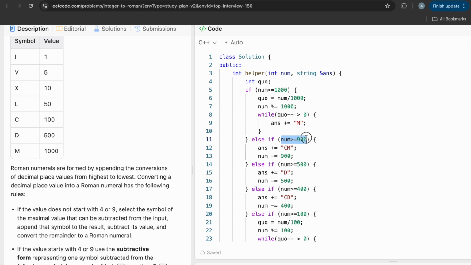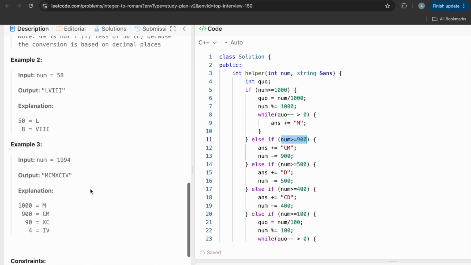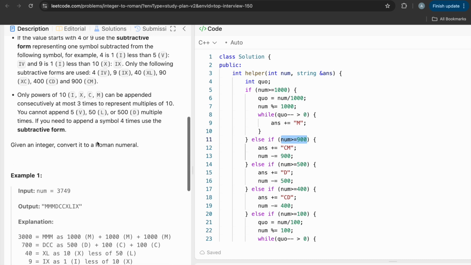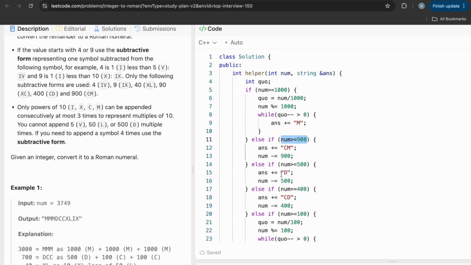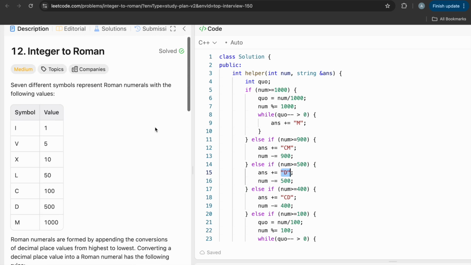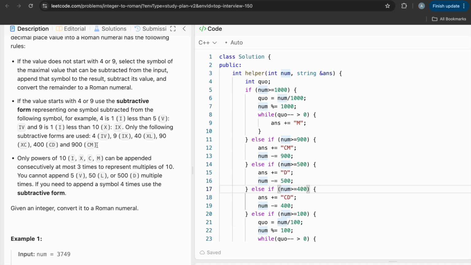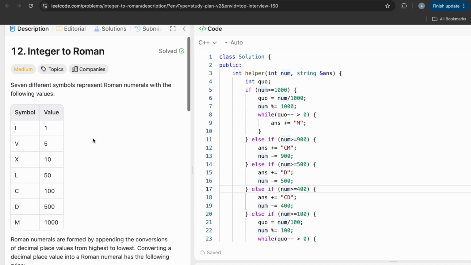Next we move on to 900, because 900 can be represented through CM. If it is greater than or equal to 900, then we append CM and subtract 900. Similarly we do the case for 500. If it is greater than or equal to 500, then we append D to the answer, since 500 is D, and we subtract 500. Now if it is greater than or equal to 400, then for 400 we have to make use of all these 6 symbols and all these 7 symbols. So this is 7 plus 6, 13.